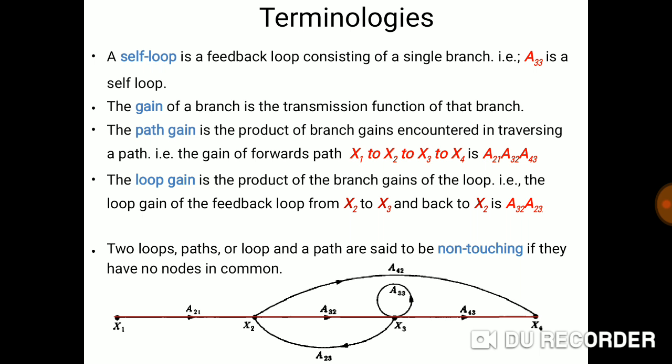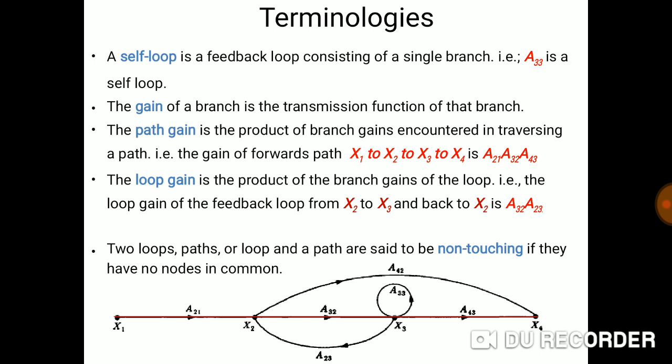Next, a path gain is the product of the branch gains encountered in traversing a path, that is the gain of the forward path. As in the last slide we discussed two different forward paths. If we consider one forward path, that is x1, x2, x3, x4, x1 to x2 has gain a21, x2 to x3 is a32, and x3 to x4 is a43. So the product of these is nothing but the path gain.